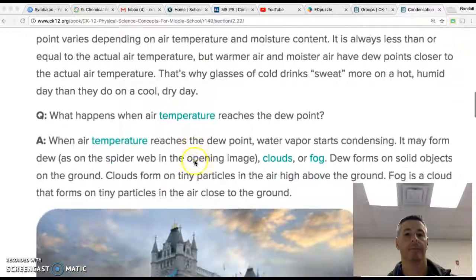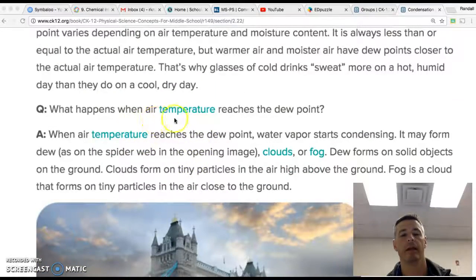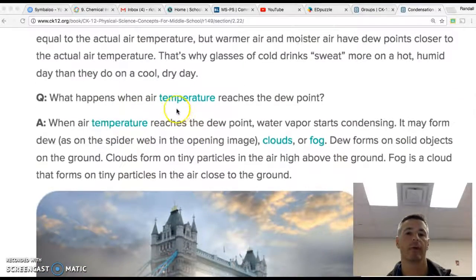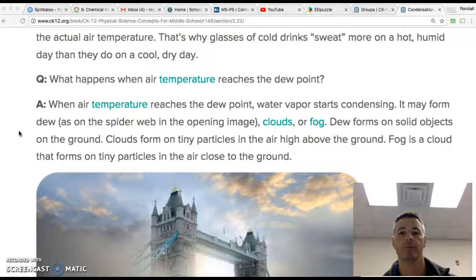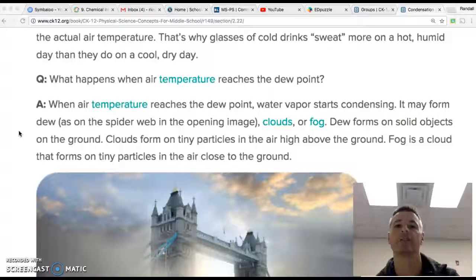So, question. What happens when the air temperature reaches the dew point, the point at which condensation occurs? Answer. When the air temperature reaches the dew point, water vapor starts condensing. That means turning to a liquid. Say it. Water vapor turning to a liquid is condensation or condensing.